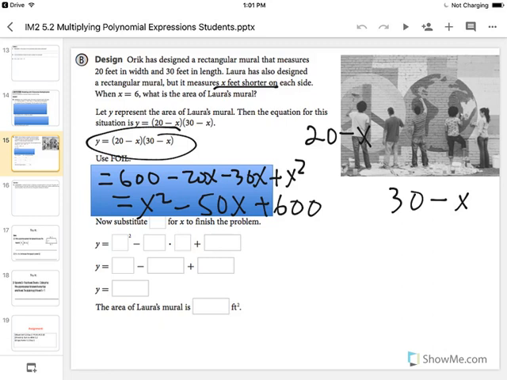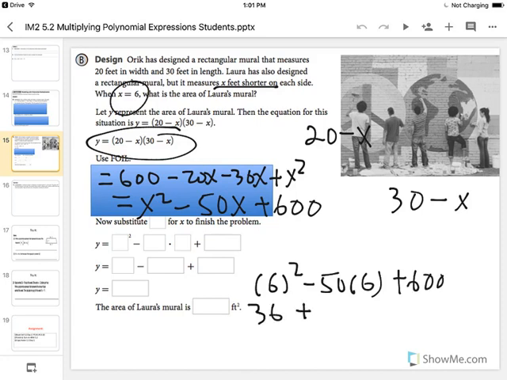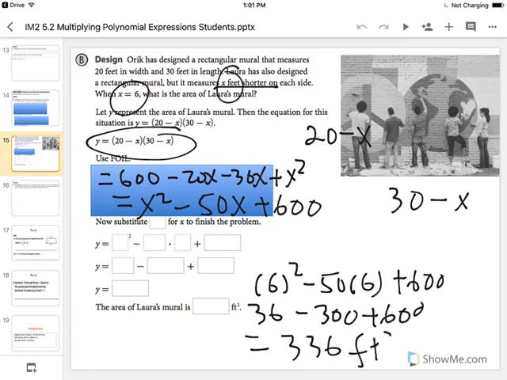So we see that when x is equal to 6, we would plug that in. So this gives us 6 squared minus 50 times 6 plus 600. So this gives us 36 minus 300 plus 600. Combine like terms, so we get 336, and this is in terms of feet, so it will be feet squared.